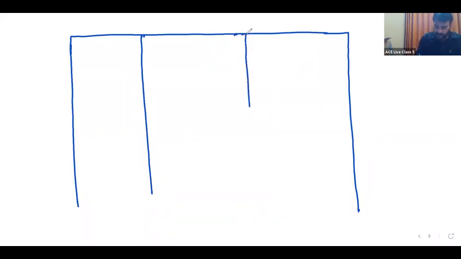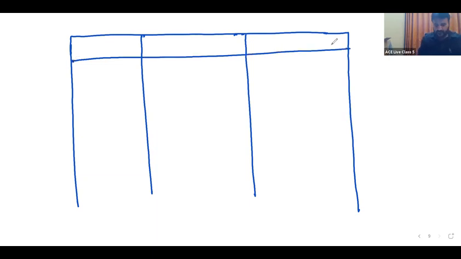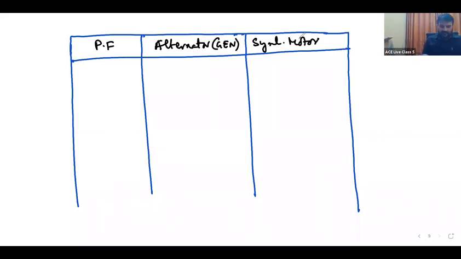The table is for generator and motor. This is for power factor. This is alternator or generator, and this is synchronous motor. For various power factors, let us see.